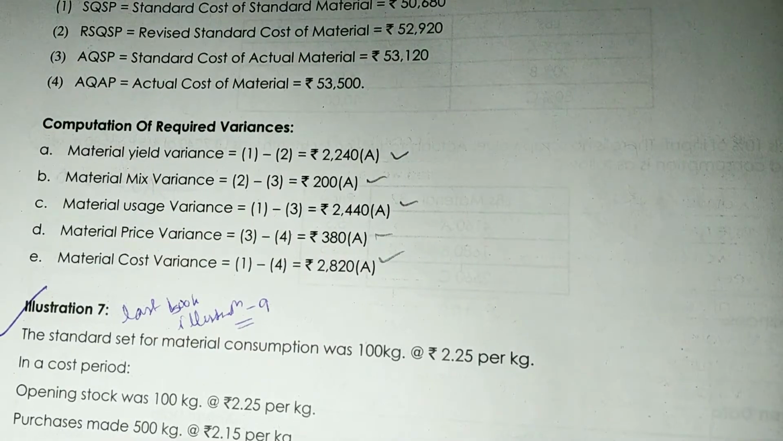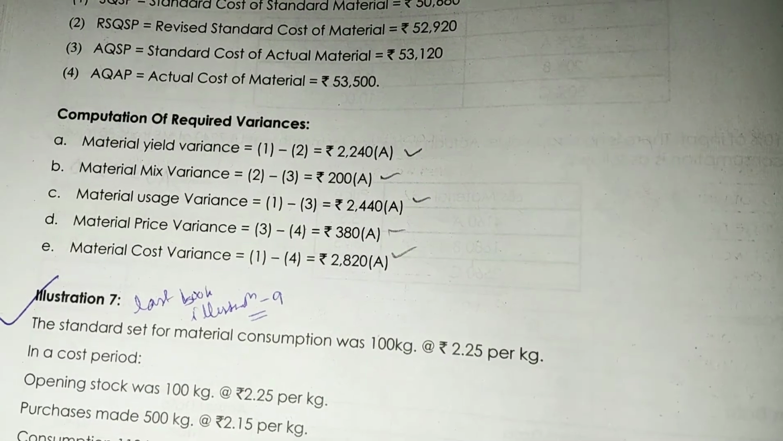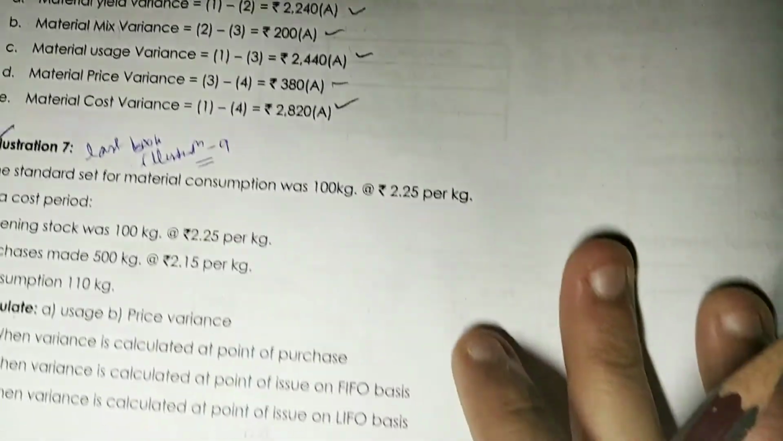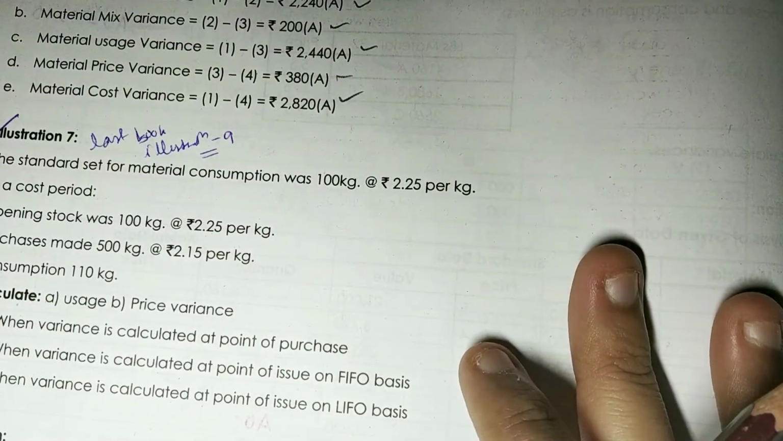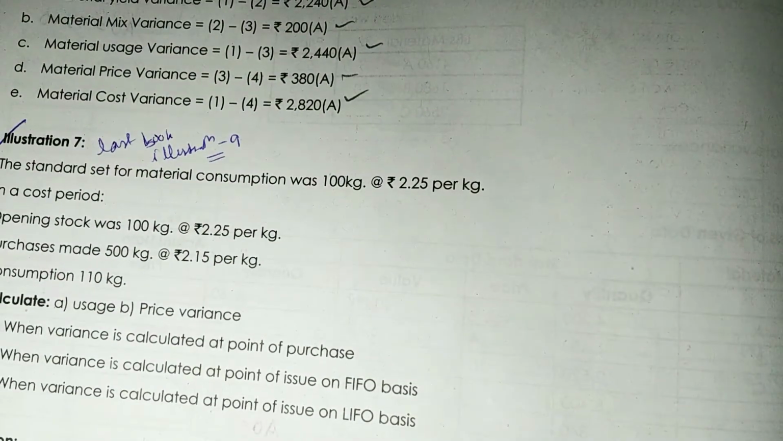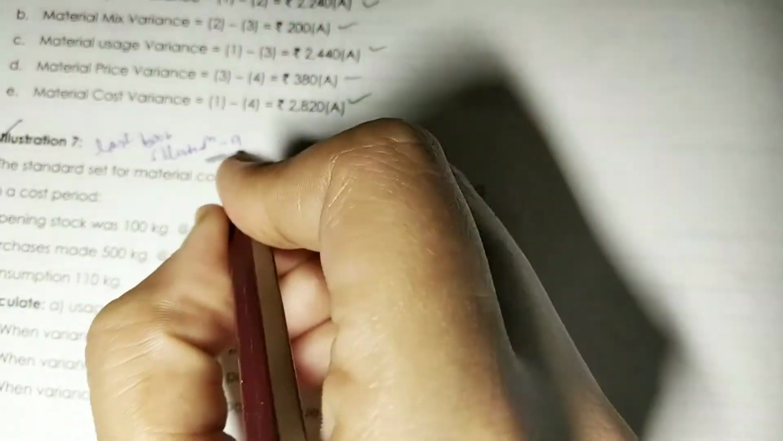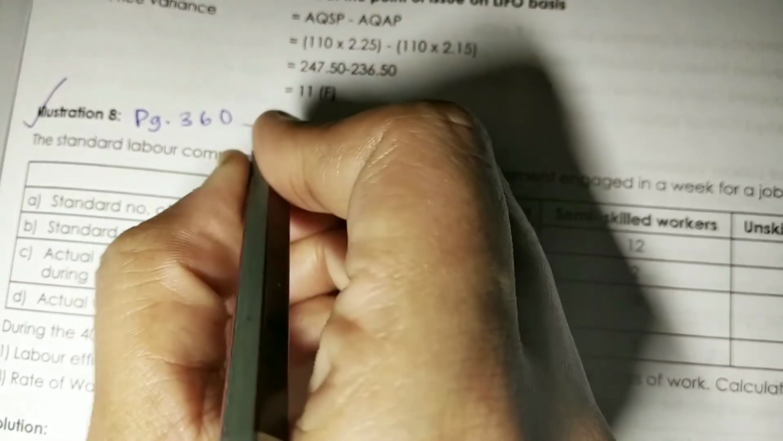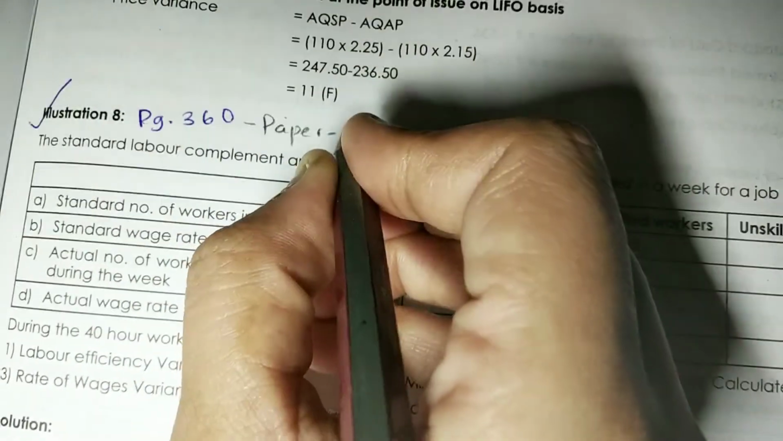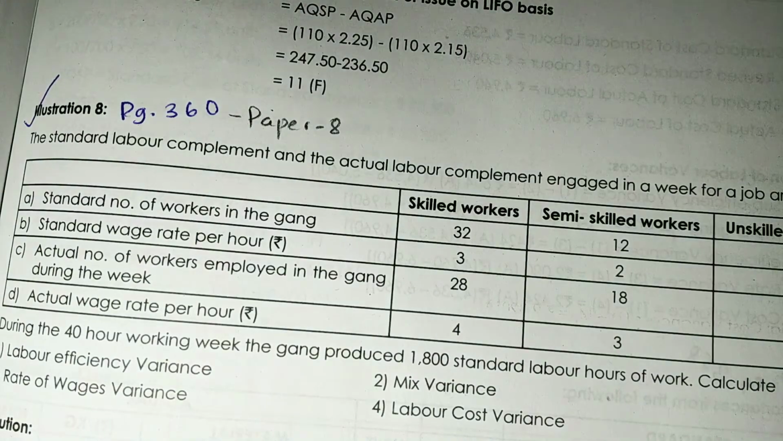Okay. Now, let me tell you a few things. Illustration number 7 here is the very same question that is given to you in the last book, that is your cost accounting paper number 8. It is of illustration number 9, right? Similarly, this question is also given to you in paper 8 on page number 360. So I have already solved these questions. You can check these out.